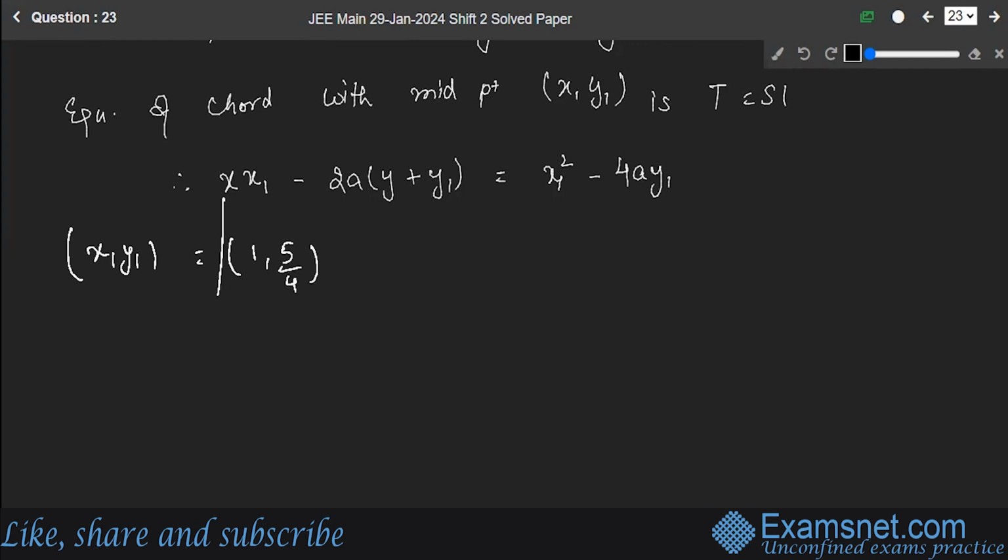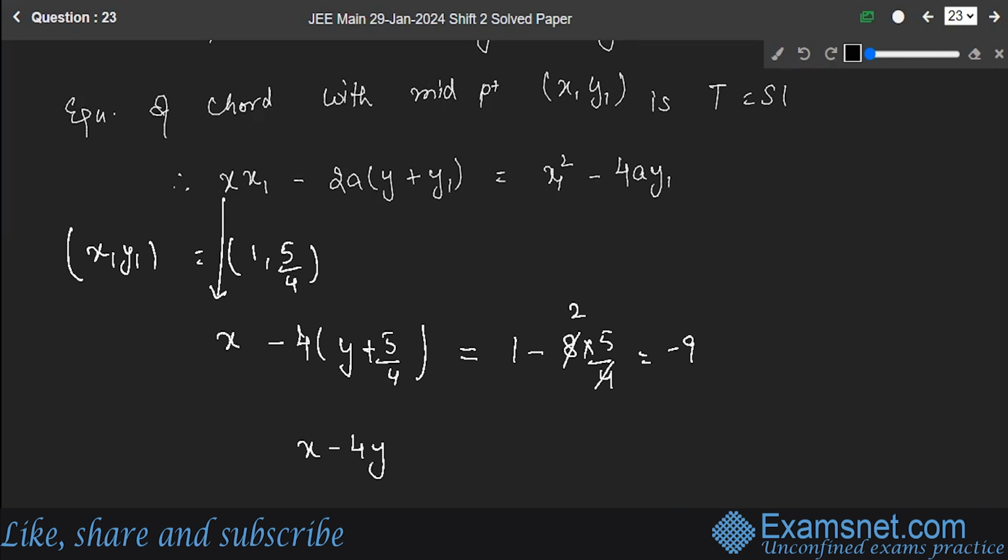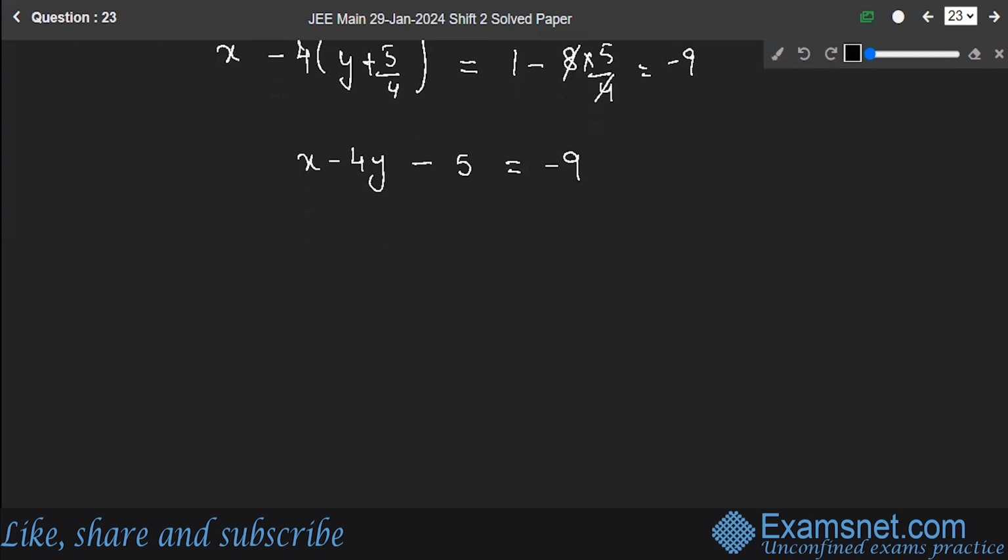So this equation now will become x minus 4 into (y plus 5 by 4) is equal to 1 minus 8 into this, which is minus 9. This makes x minus 4y minus 5 is equal to minus 9, or you have x minus 4y plus 4 is equal to 0. Let's say this is equation 1. You are given alpha and beta. This lies on this line.